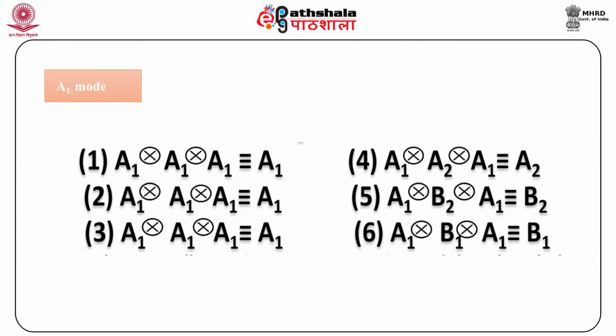the above 6 direct product integrals can be written as: number 1, A1 into A1 into A1 is A1. Number 2, A1 into A1 into A1 is A1. Number 3, A1 into A1 into A1 is A1. Number 4, A1 into A2 into A1 is A2. Number 5, A1 into B2 into A1 is B2. Number 6, A1 into B1 into A1 is B1.